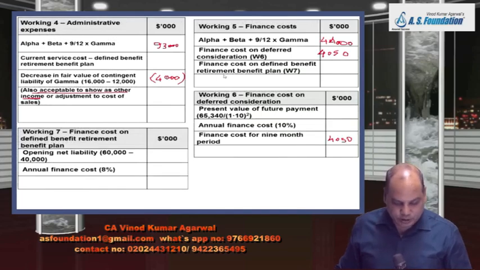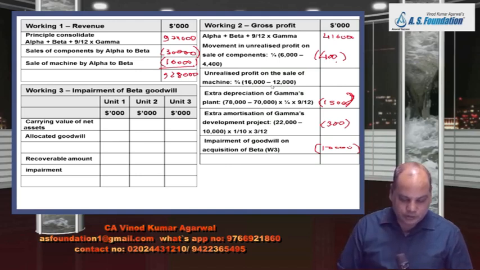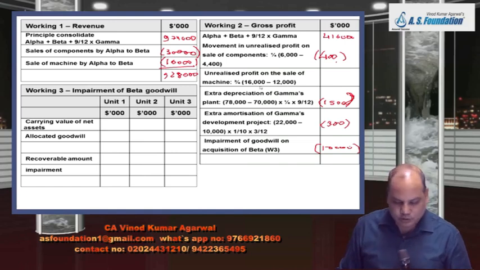Point number 2. During the year ended 31st March 13, Alpha manufactured a machine which was to be used by Beta from 1st April 13. The cost of the manufacture totaled $12 million. On 1st April 13, Alpha transferred the machine to Beta for an invoiced price of $16 million. So this is 16 million. And what was the cost? 12 million. So the gross profit made on this item was 4,000.